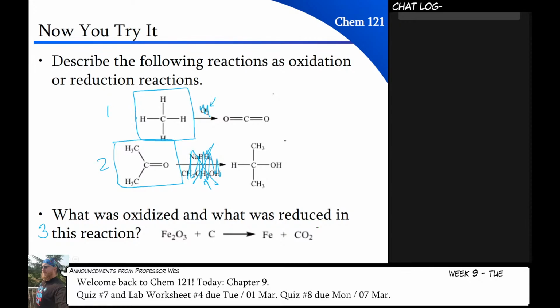That is in the middle just to tell you what is going on at a more advanced level. So tell me if reactions 1 and 2 are oxidation or reduction. And then in reaction 3, I want you to tell me which element was oxidized and which one was reduced. Try and do that. I'll give you 5 minutes to do it, and I'll check in with you in a sec.